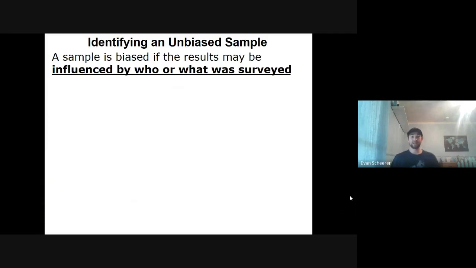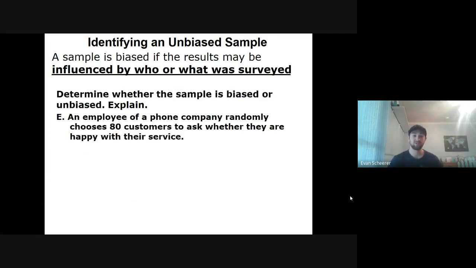A sample is biased if the results may be influenced by who or what was surveyed. So biased is no good. Determine whether the sample is biased or unbiased. Explain. An employee of a phone company randomly chooses 80 customers to ask whether they are happy with their service. Okay, first off, the guy's choosing customers of the phone company, so those are the right people. He picks 80 of them. That's a lot. And he randomly chooses the customers.